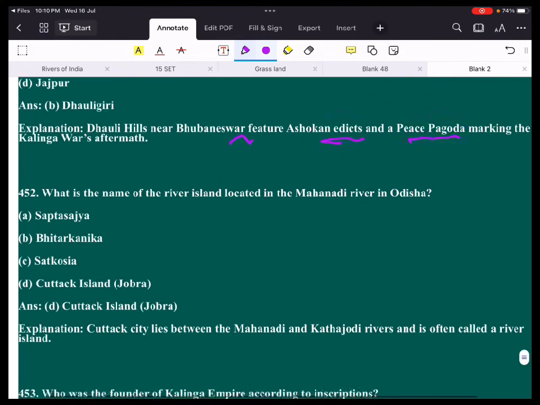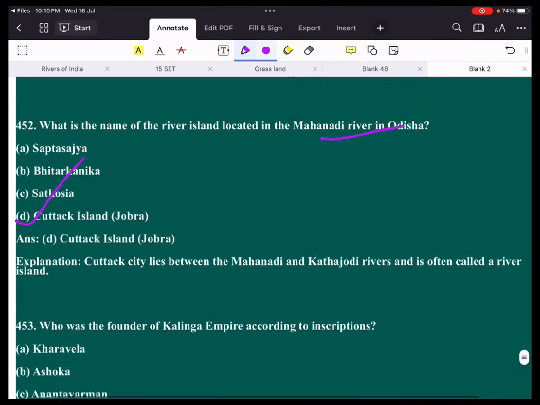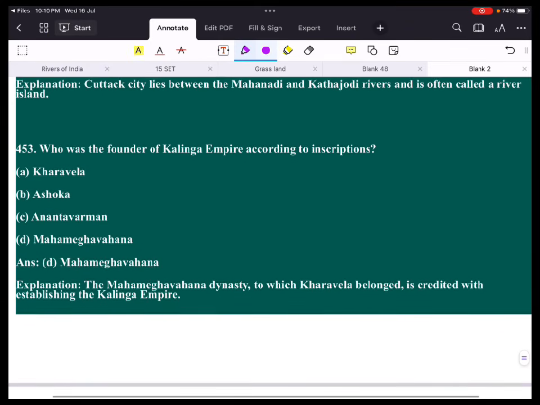Question number 452. What is the name of the river island located in the Mahanadi River in Odisha? That is Cuttack Island or Jobra. Option D. Who is the founder of the Kalinga Empire according to inscription? It is Meghavahana. Option D.